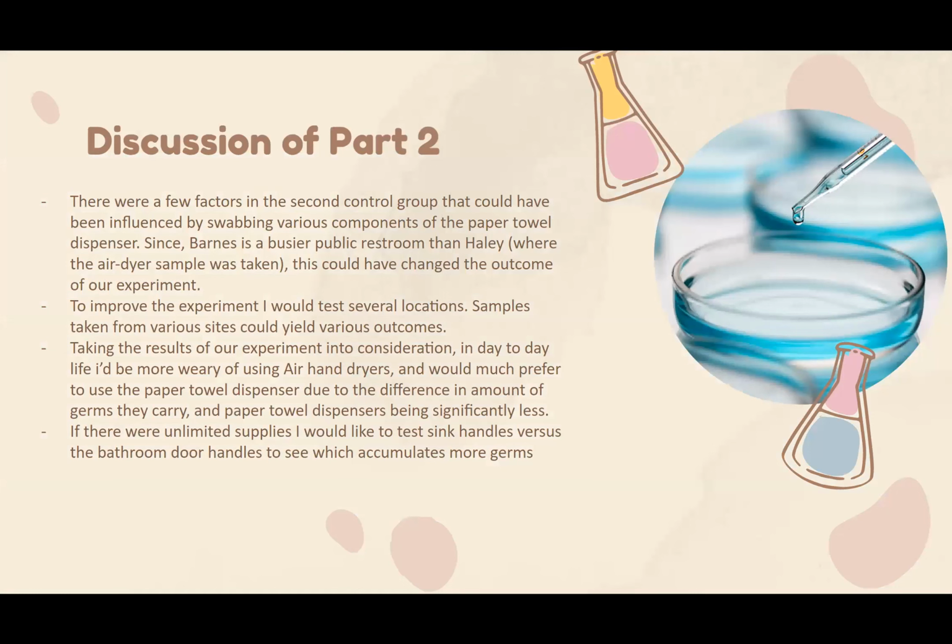We felt as if there's a few factors in the second control group that could have varied our results. When taking the paper towel dispenser sample, we could have swabbed different components of the dispenser because Barnes is a busier public bathroom than Haley, and it could have changed the outcome of our experiment. To improve our experiment, we would test various locations to make sure that we get consistent results.